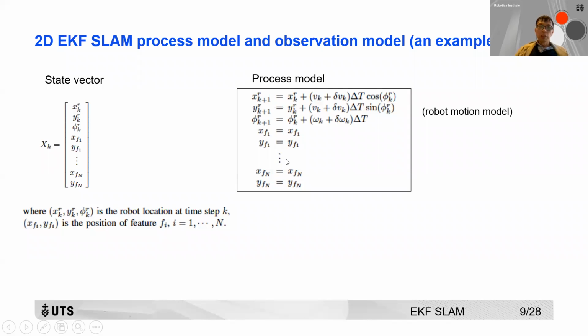So in this case, the first three equations are the robot motion model, and the next 2n equations are the feature process model. Because features are stationary, the feature at time k and the feature at time k plus 1 are just the same. But you need to write the whole thing as a process model and apply this in the extended Kalman filter. You need to calculate Jacobians using this process model.